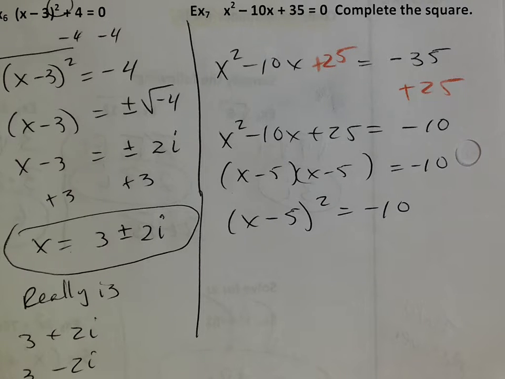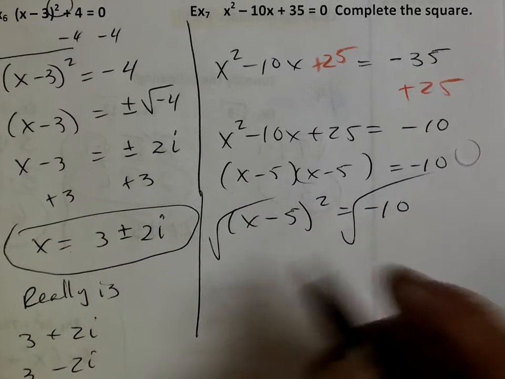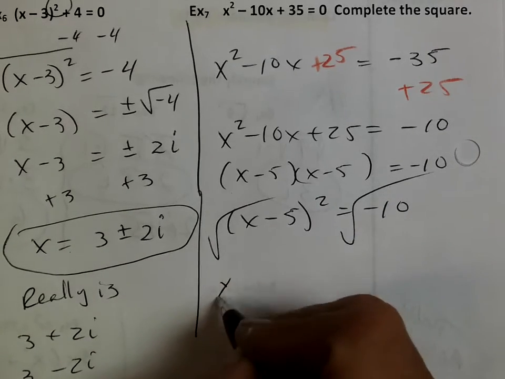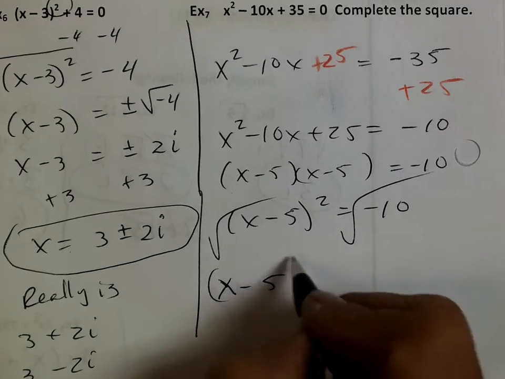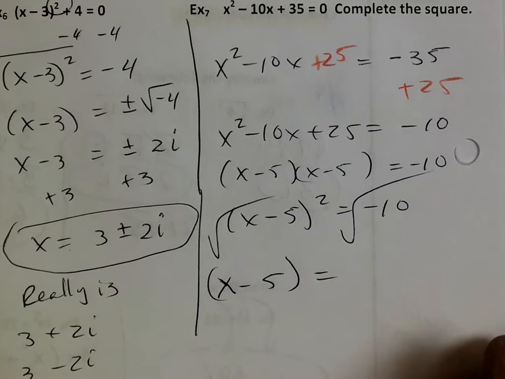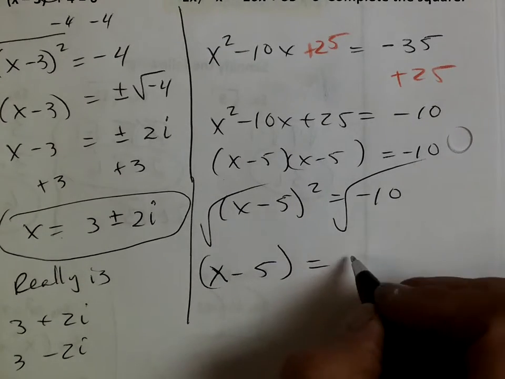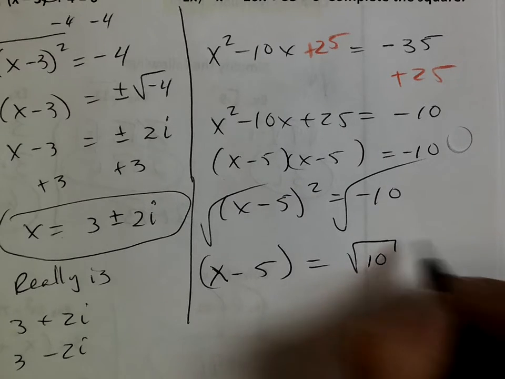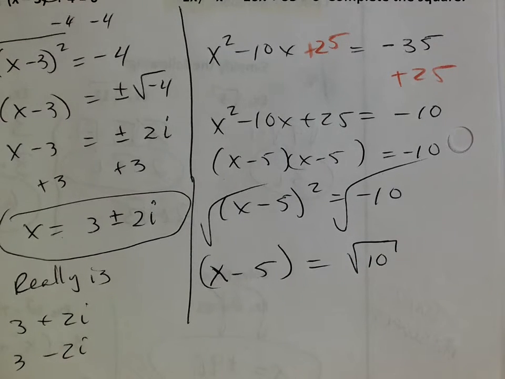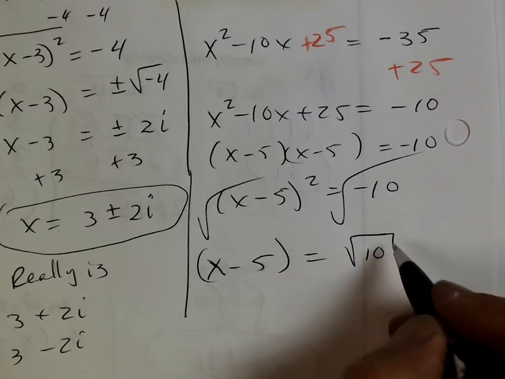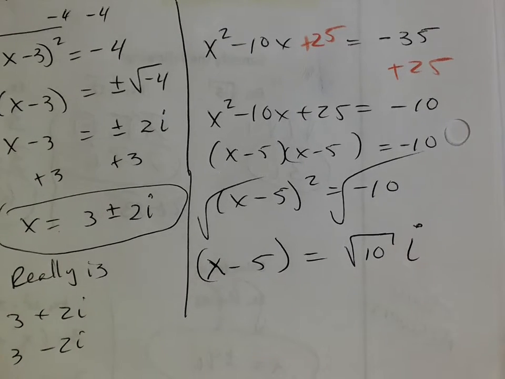Okay, now, square root it, right? Square root, x minus 5 is equal to, there is no square root of 10. There isn't. It's an irrational number. It's a bad number, so we're just going to leave it as the square root of 10, okay? 2 and 5 won't work, 1 and 10 won't work. It's just the square root of 10, but we're going to put the i on the back, okay?